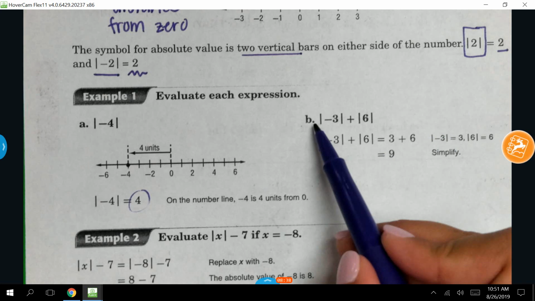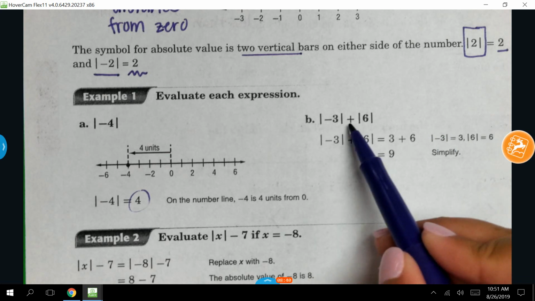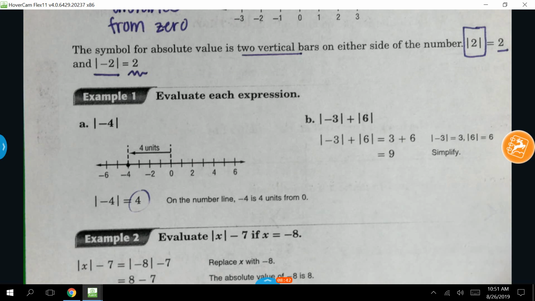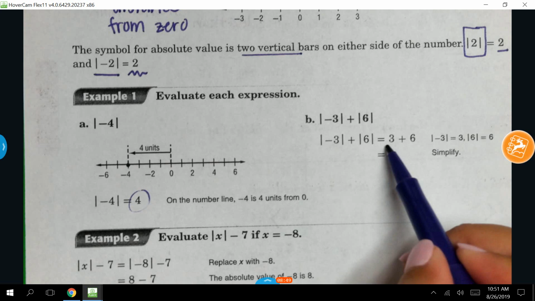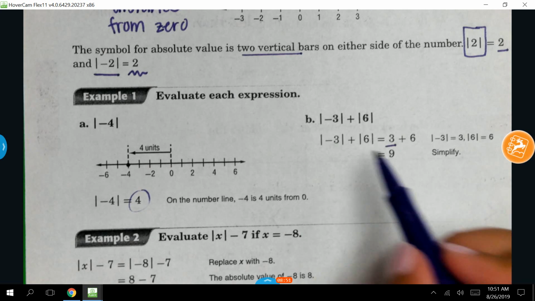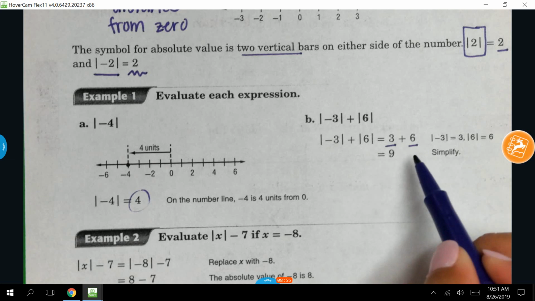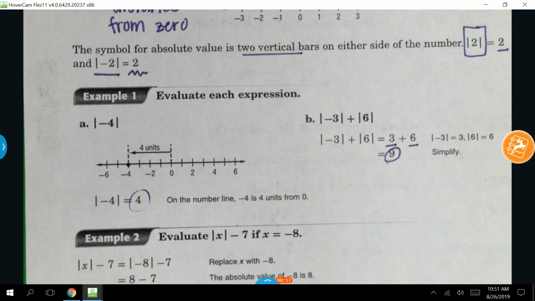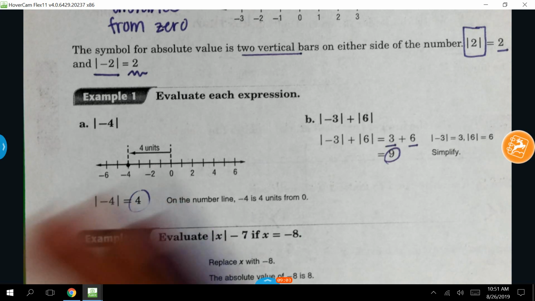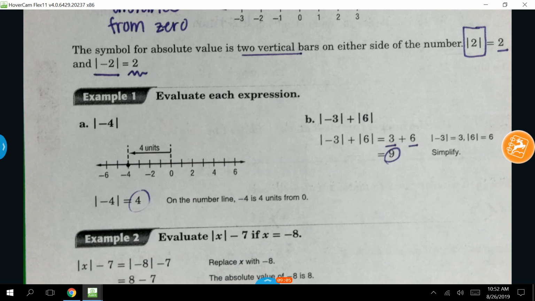Example B, I've got the absolute value of negative 3 plus the absolute value of 6. So before I can evaluate it, I actually have to solve those absolute values first. So the absolute value of negative 3 gives me positive 3. Absolute value of 6 gives me 6. So now I have the problem 3 plus 6, and I can go ahead and add them, and I get 9. That makes sense? So you've got to solve the absolute values first before you can subtract, divide, add, whatever. Okay.